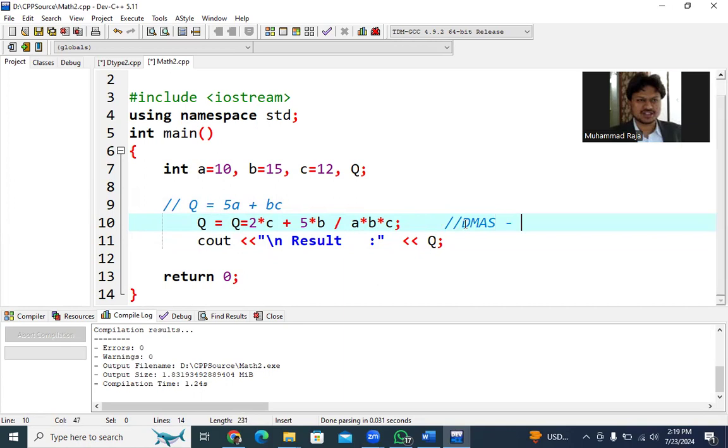So with DMAS, it first goes with B divided by A, which I don't want. We want the whole equation calculated first: the first pair of equations, 2 multiplied by C, then 5 multiplied by B, then A multiplied by B multiplied by C. These two sections, numerator and denominator, should be calculated first. After that, it goes with the division. But nothing is stopping it from going directly with B divided by A. The compiler, in the basic case, just goes with the DMAS rules.